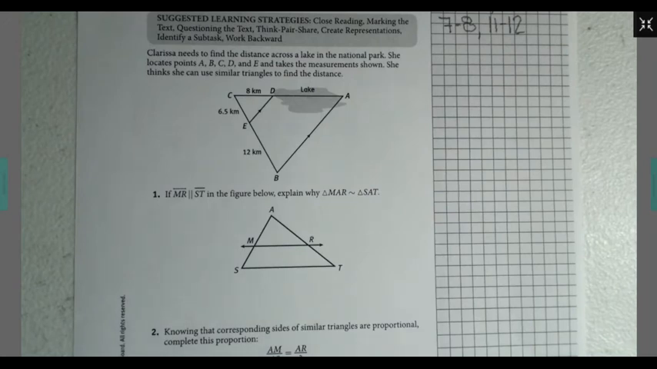Clarissa needs to find the distance across a lake in the national park. She locates points A, B, C, D, and E and takes the measurements shown. She thinks she can use similar triangles to find the distance. It says if MR is parallel to ST in the figure below, explain why triangle MAR is similar to triangle SAT.